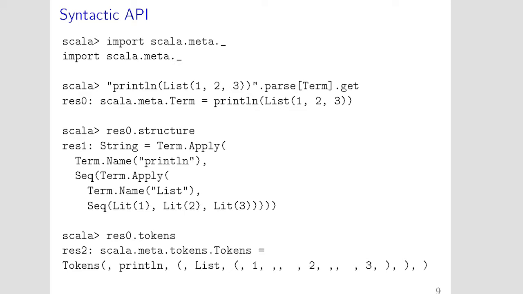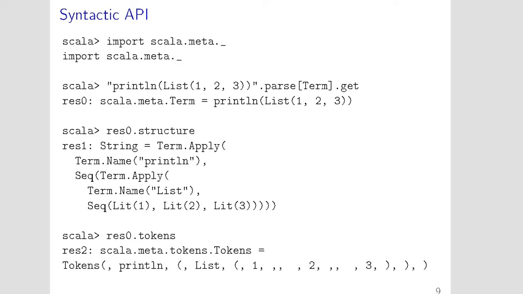So here we want to parse the string as a term. You can also say that it's supposed to be a type, a pattern, the entire source, a definition. There's a bunch of options. And finally, we get a monad that represents the result, so either a success or a failure with an error message. And here we just do .get for the purposes of the presentation. But please don't do this at home. .get is evil. Well, you all know that.